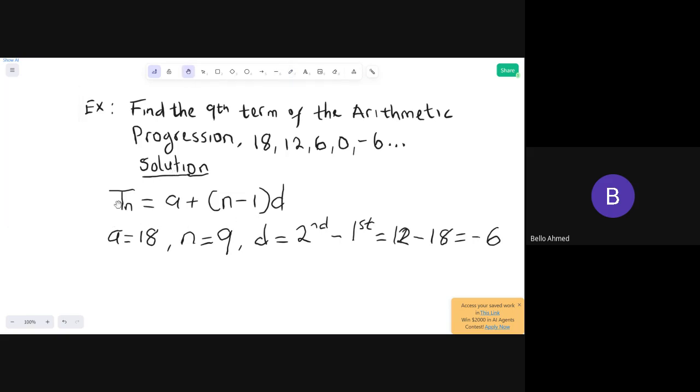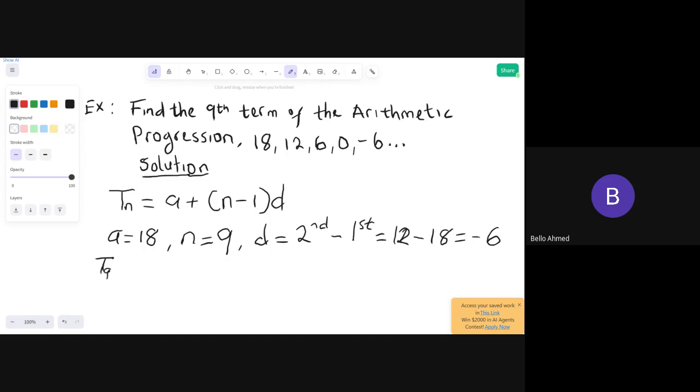Now, the next thing is that we are going to substitute these parameters into this formula for finding the nth term of an arithmetic progression. So anywhere I see A, I'm going to be putting 18. Anywhere I see N, I'm going to be putting 9. Anywhere I see D, I'm going to be putting negative 6, which is minus 6. So now let us start. We are going to say T9, because N is 9.